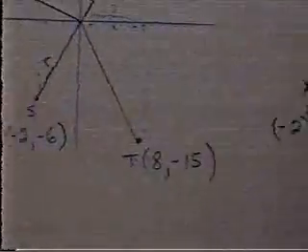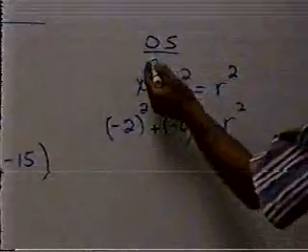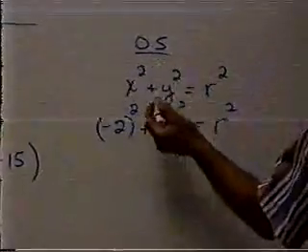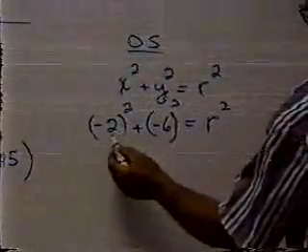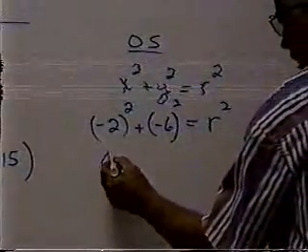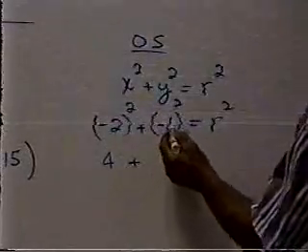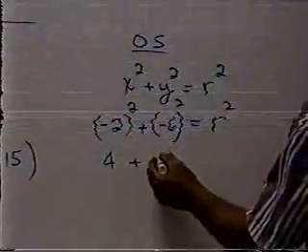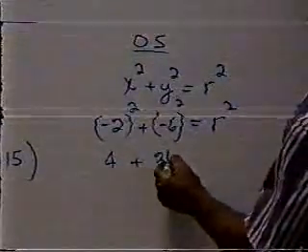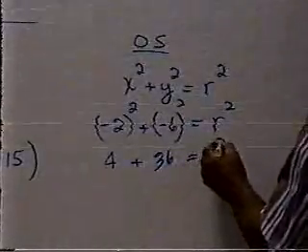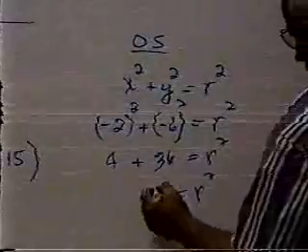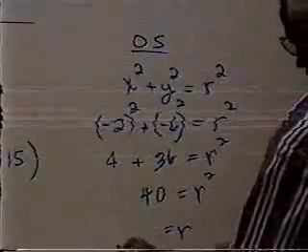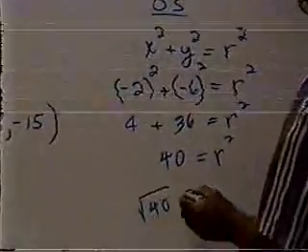For OS, the distance r from O out to the point S, again, is x squared plus y squared is equal to r squared. Well, x was a minus 2. Minus 2 squared is 4. And a minus 6 squared is a positive 36. And so we get r squared. So r squared is 40. So then r is the square root of 40.